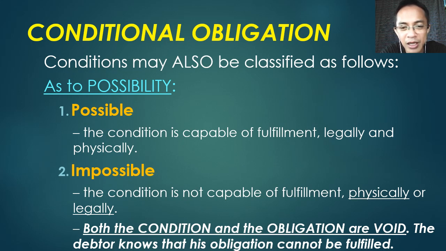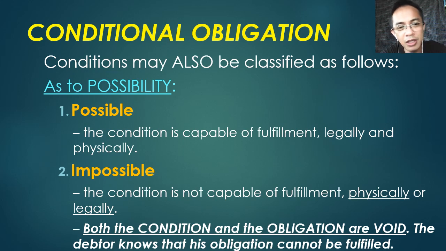Actually, I do not have the intention to give you the 1,000 because I am imposing an impossible condition. Another example, I will give you 1,000 if you can hold the moon in your hand. I know that that is impossible because actually I do not want to give you the 1,000. That is why I am giving you an impossible condition.